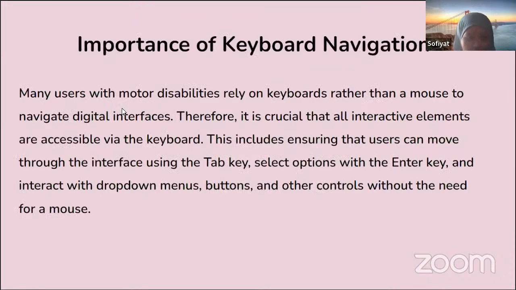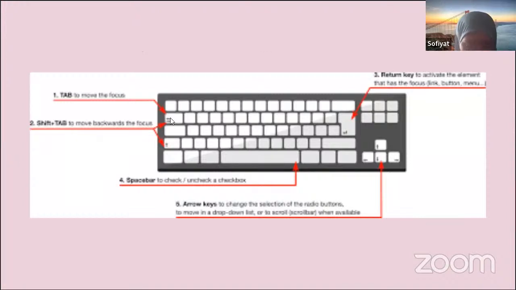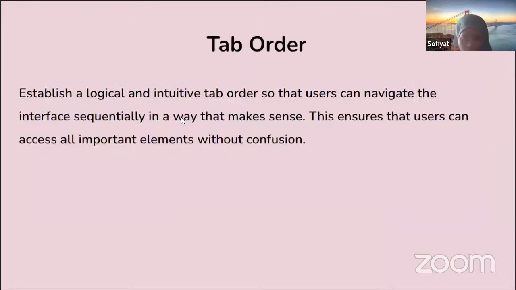So like I said, this is our keyboard that we're using, and this is where the tab is on your keyboard. You see where it is. So there are different keys on your keyboard that you can use to make it easier and to navigate easily on your product. So this is tab order.